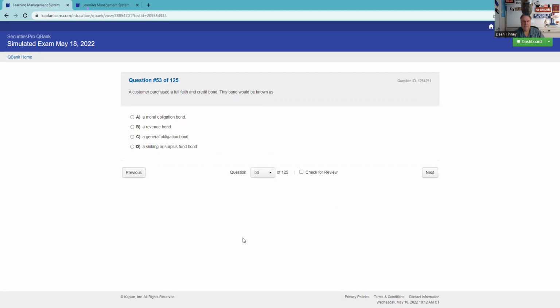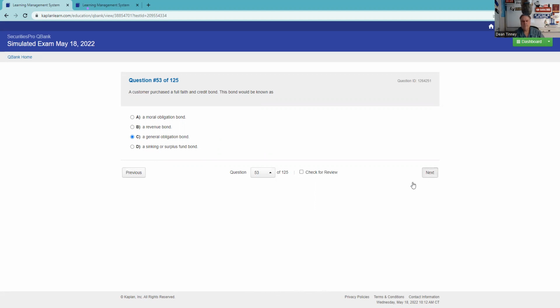A customer purchased a full faith and credit bond. That's a layup. I suggest you get a sheet of paper and fold it in half. On one side, write all the terms associated with GO bonds, and on the other, all the terms associated with revenue bonds, because that's a big part of the exam: distinguishing between GOs and revenues. Full faith and credit, the issuer is going to be a general obligation bond.